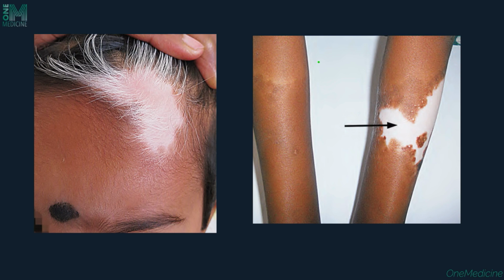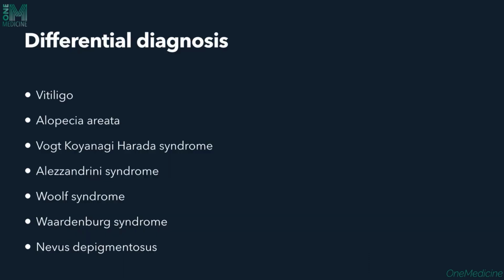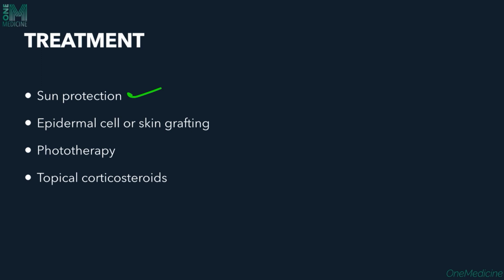So here you can see the white forelock with the white hairs and the depigmented patch on the leg. Here you can see the depigmented patch, hyperpigmentation in between. Differential diagnosis would be vitiligo, alopecia areata, Woolf syndrome, Alexander syndrome, Waardenburg syndrome, nevus depigmentosus. Sun protection, epidermal cell grafting, phototherapy, corticosteroids are the treatment.